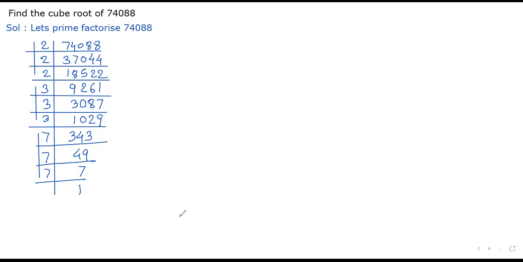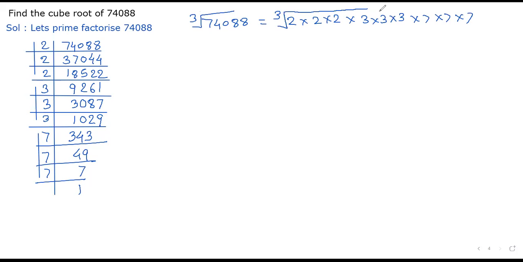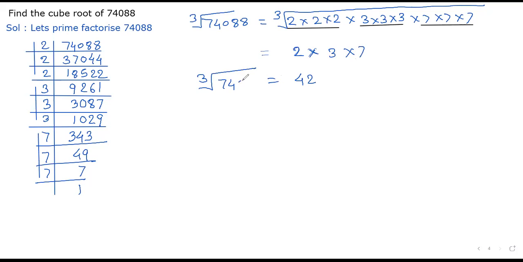So how are you going to write? 74088 is equal to 2 into 2 into 2, 3 into 3 into 3, 7 into 7 into 7. And if you want to find the cube root, here also has to be the cube root. Underline a triplet of 2, triplet of 3, triplet of 7. And each triplet comes out as a single. So 2 into 3 into 7, that becomes 42. Cube root of 74088 comes out to be 42.